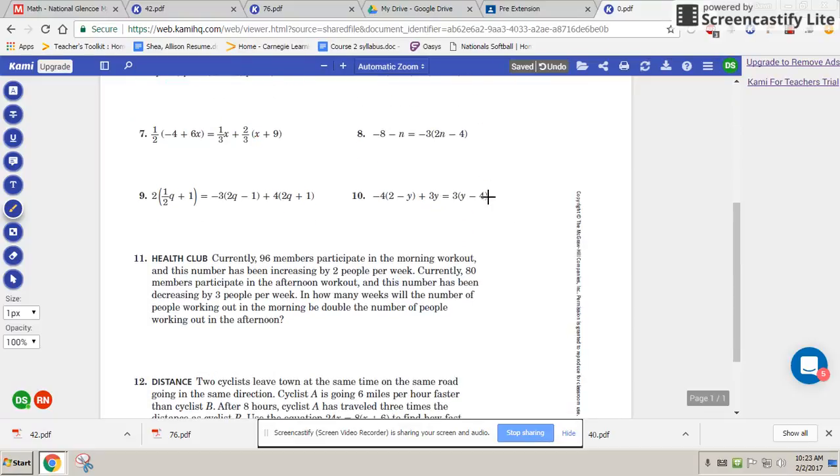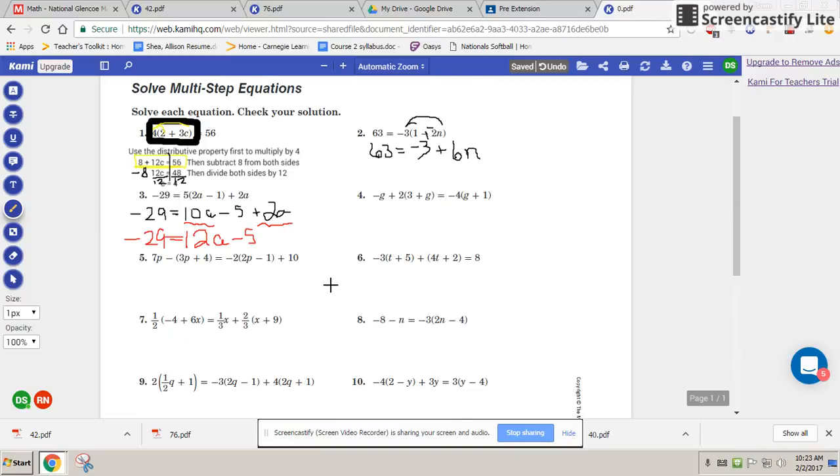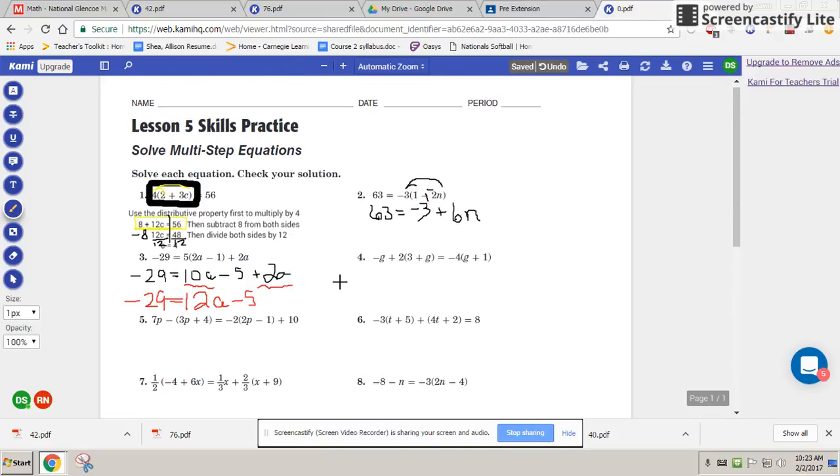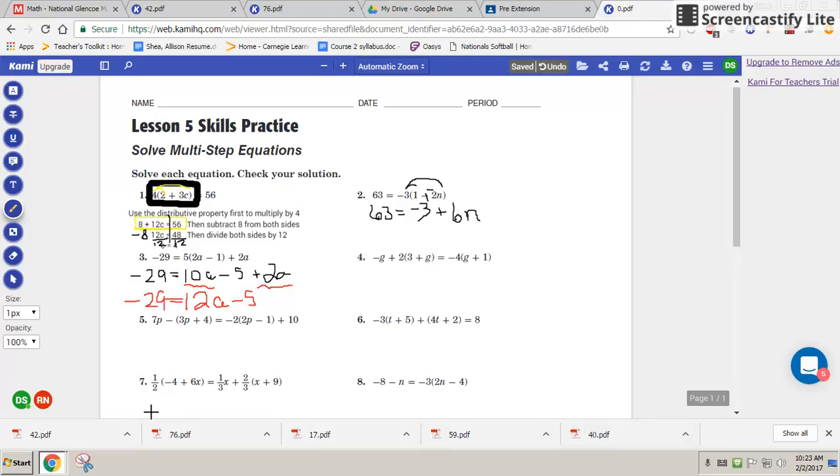Okay, so all of these problems up through 10 need to be worked on a separate sheet of paper, showing your work so that I can see what errors you have and make sure that you've got that well. Thank you.